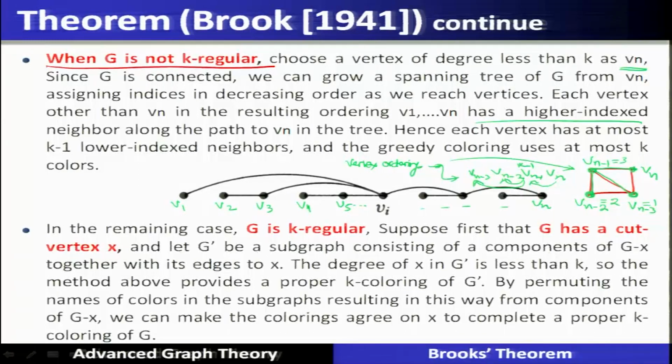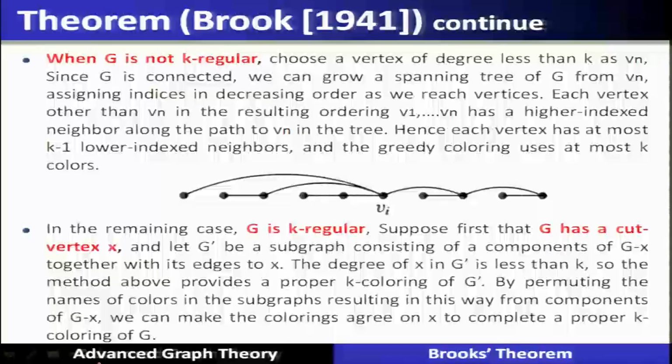So if we apply a greedy coloring in this particular ordering, we can use at most k colors, because k minus 1 colors are already used by the k minus 1 lower index neighbors, and so basically the kth color will be used for that purpose. So at most k colors will be used in this particular way. So if the graph G is not regular, it will give you k colors. Hence chi of G is equal to k colors, that is nothing but big delta of G.